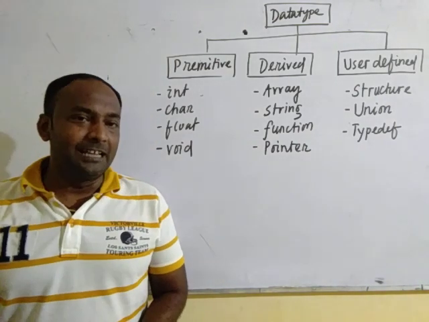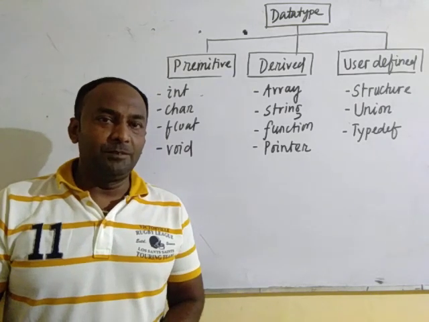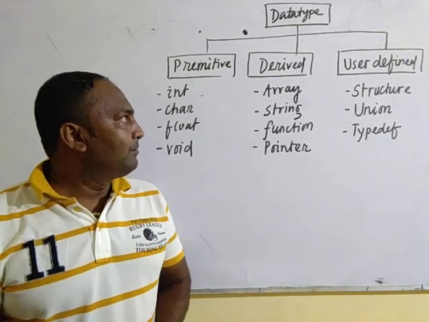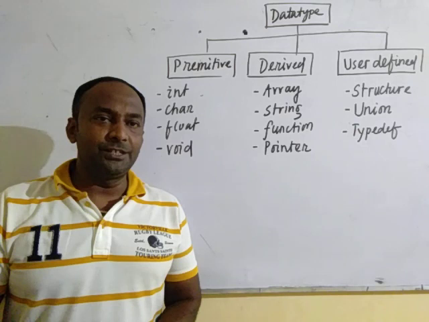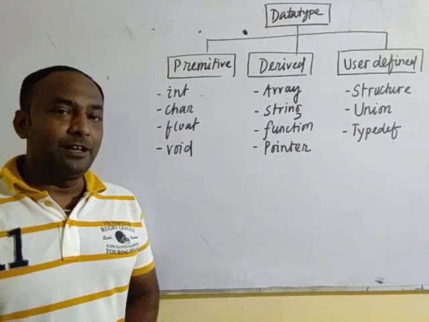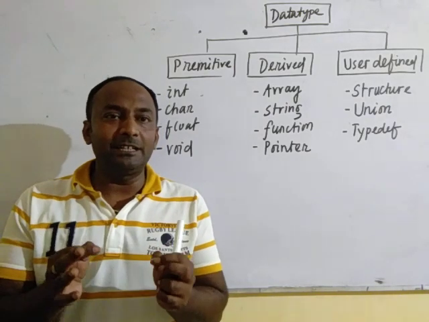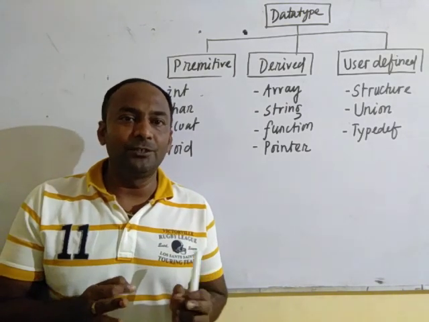In this class of C programming language, we will learn about what is data type. In the previous class, we have learned about the various types of constants and variables. In this class, we will learn about what is data type. Data type means what type of data a variable can store.